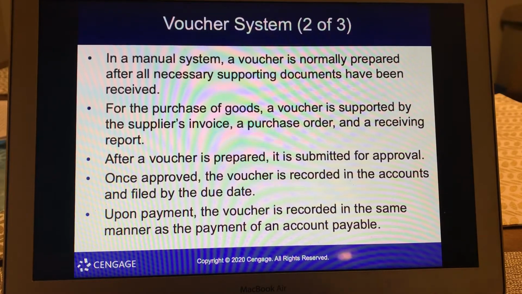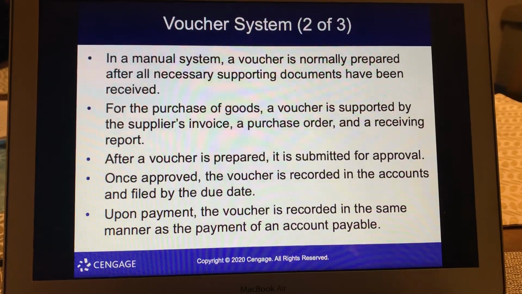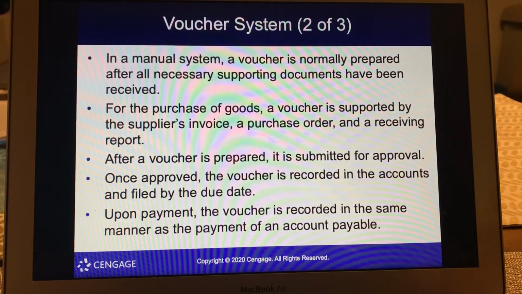In a manual system, a voucher is normally prepared after all necessary supporting documents have been received. For the purchase of goods, a voucher is supported by the supplier's invoice, a purchase order, and receiving report. After a voucher is prepared, it is submitted for approval. Once approved, the voucher is recorded in the accounts and filed by the due date. Upon payment, the voucher is recorded in the same manner as the payment of an account payable.